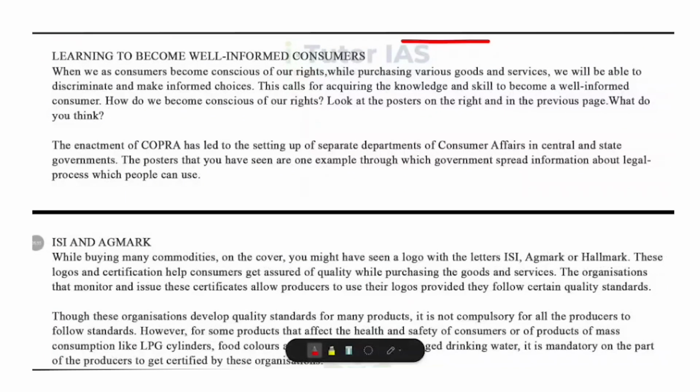So to become well-informed consumers, we need to be aware of our rights while buying goods and services. This awareness helps us make informed choices and avoid being exploited. But how do we gain this knowledge? One way is through posters and campaigns that spread awareness about consumer rights. The Consumer Protection Act (COPRA) has also led to the creation of Consumer Affairs Departments in both central and state governments. These departments help educate people about the legal processes they can use to protect themselves.